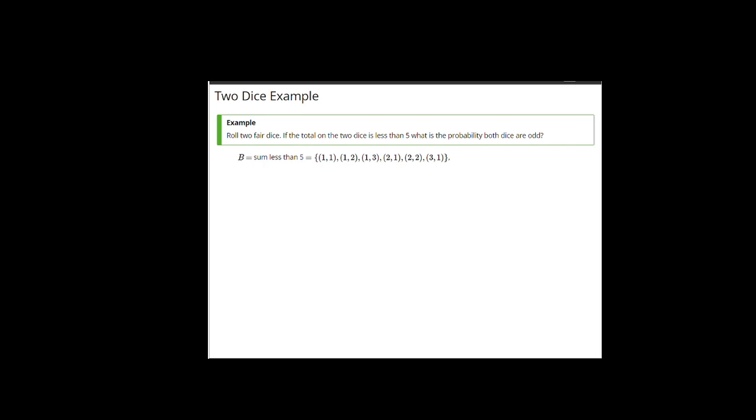There are a total of 6 points in the event B, and so the probability of B is 6 over 36. What about the event A? The event A says that both dice are odd. It's easy to see that the event A contains a total of 9 points. The probability of A is 1/4.